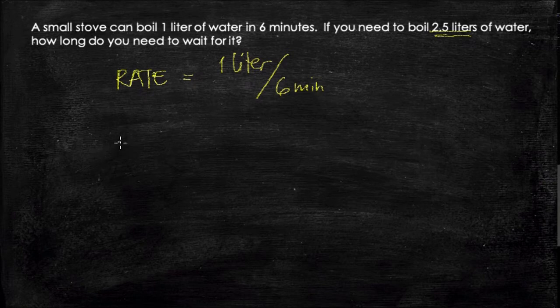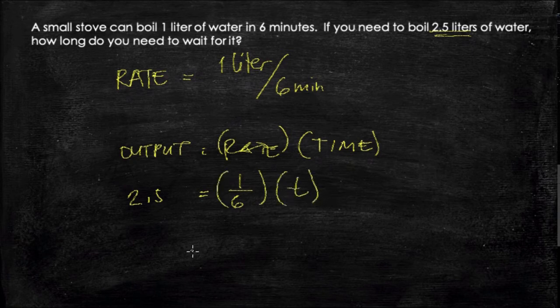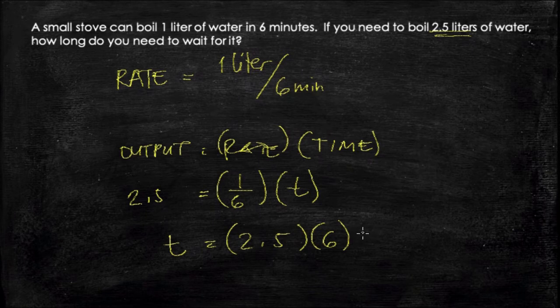gagawin. So again, yung ating general equation na na-present kanina is output equals rate times time. So ano yung ating output? Output natin is 2.5 liters of water. So this is 2.5. And then yung rate natin is 1/6. At yung hinahanap is time t. So t equals 2.5 times 6, which is 15 minutes. So, kailangan ko na ngayon ng 15 minutes para maboil yung 2.5 liters of water.